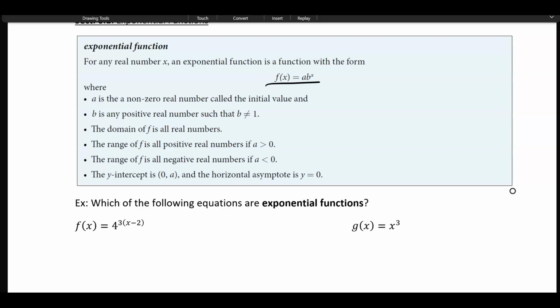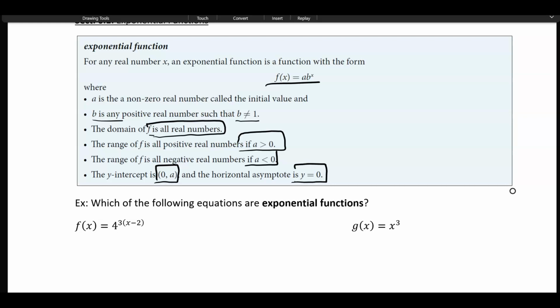So a is a non-zero real number called an initial value, and b is any positive real number such that b cannot equal 0. The domain of f is all real numbers, so we can plug in anything into the function ab^x. The range of f is all real numbers greater than 0 if a is greater than 0. The range is all negative real numbers if a is less than 0. And then the y-intercept is going to be given to us as (0, a). And the horizontal asymptote here is y equals 0.